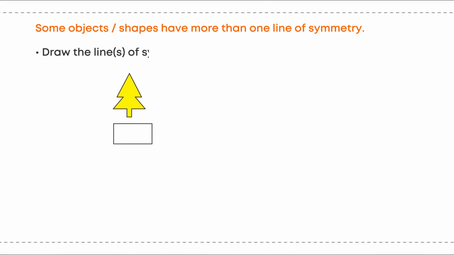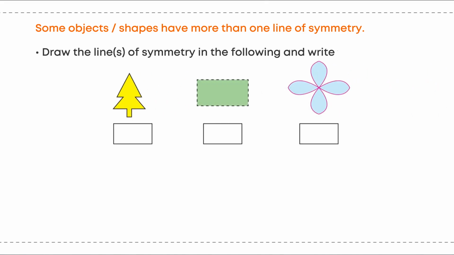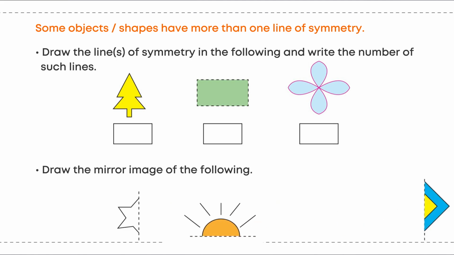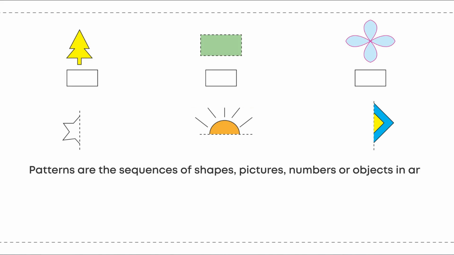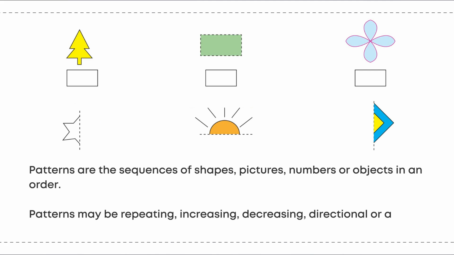Draw the lines of symmetry in the following and write the number of such lines. Draw the mirror image of the following. Patterns are the sequences of shapes, pictures, numbers or objects in an order. Patterns may be repeating, increasing, decreasing, directional or a combination of these.